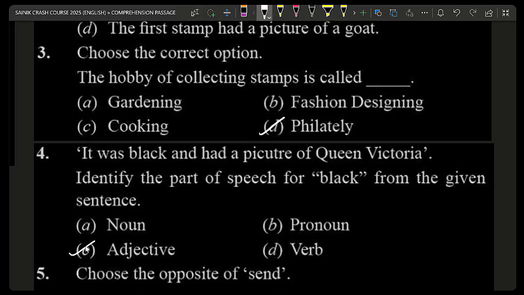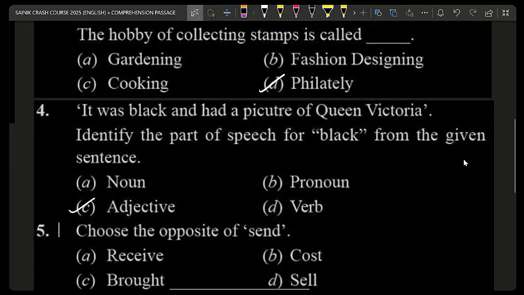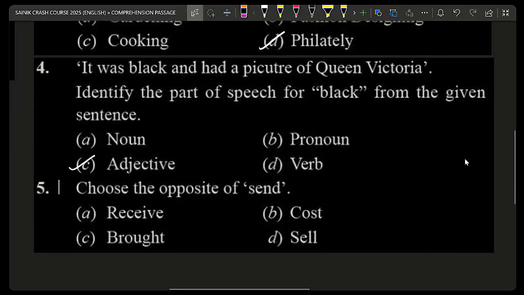Can you say a little about verb? What do you know about verb? Sir, verbs are action words, like walking, drinking. Yes. But here there is no action related to black, right? Yes, sir. Okay, next question, all of you. Anvita, you can mute yourself. The opposite of send. Very, very simple question. The opposite of send.